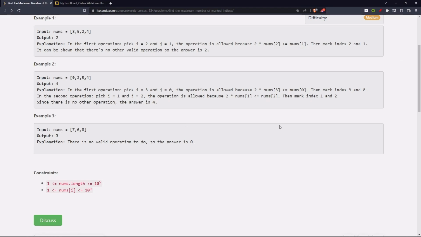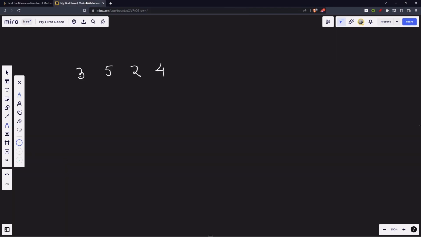Now how are we going to approach this problem? Let's see. Our condition is 2 times array of i should be less than or equal to array of j, right? So we can understand that at the same time we are going to need access to two indices at the same time. So can we say we can use two pointers? Okay, now in order to use two pointers, let's try to sort our array. That makes our life easier, right?